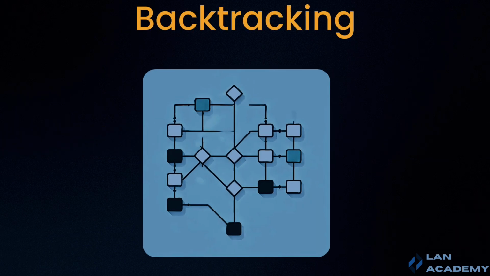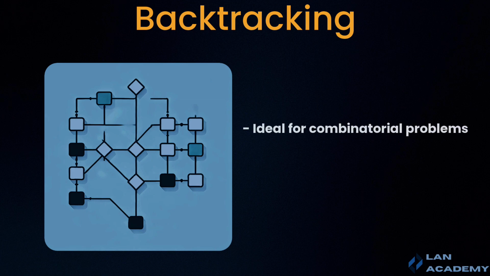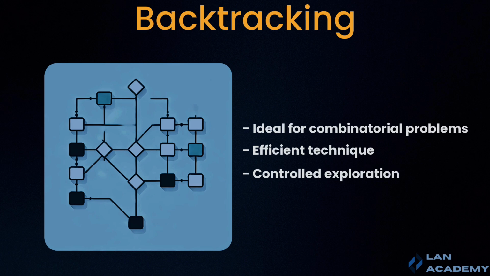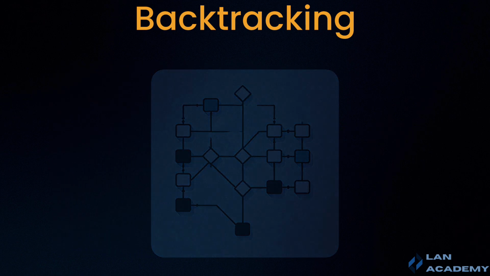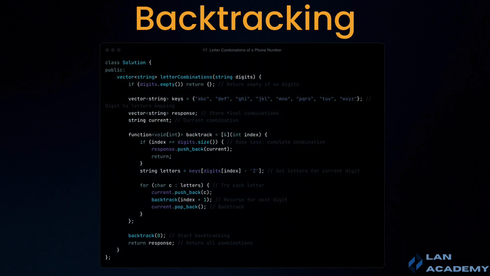Backtracking is an efficient technique for solving combinatorial problems because it allows the algorithm to explore all potential solutions in a controlled manner. By systematically building up solutions and retracting when a solution path doesn't work, backtracking ensures that all possible valid combinations are explored without redundancy. This method is particularly powerful in problems like this one, where the number of potential combinations grows exponentially with the length of the input.